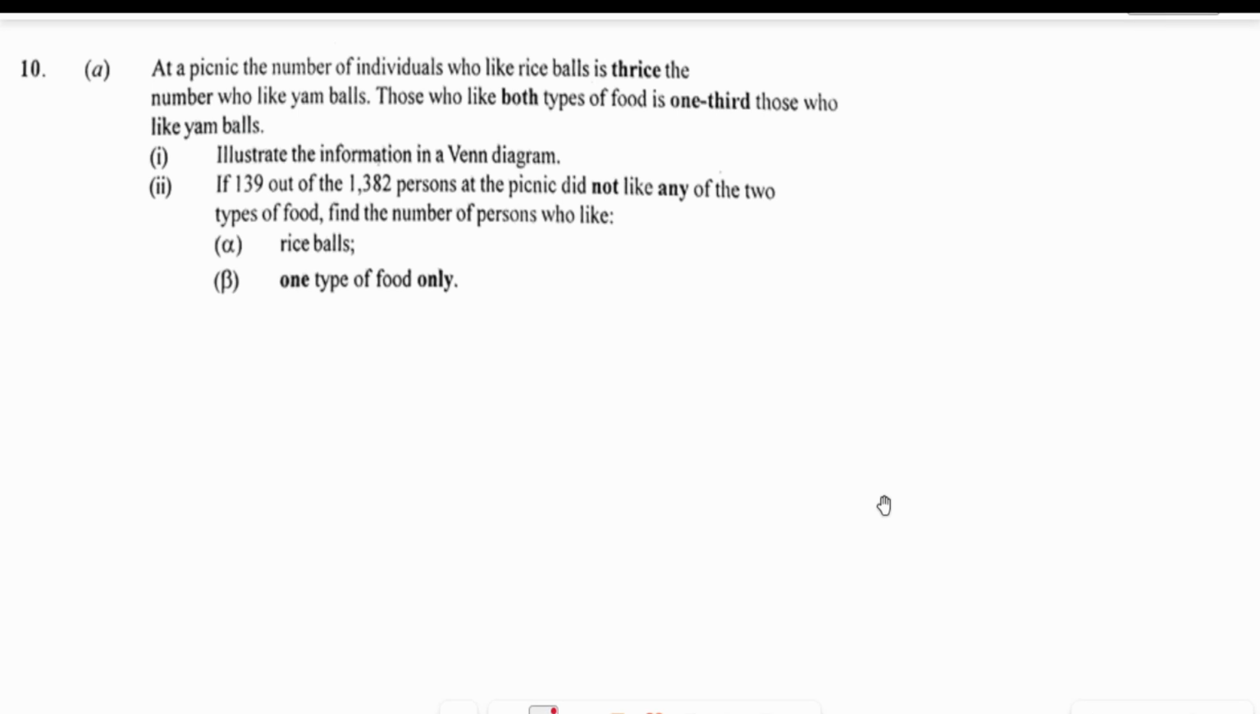And we start right with the (i), which is for us to illustrate the information in a Venn diagram. As usual, we'll start by identifying the key facts from the problem, and this will help us to solve the problem. So it says at a picnic, the number of individuals who like rice balls are thrice the number who like yam balls. But we don't know the number that like yam balls. So let that be X, which simply means we are just using a letter to represent a number that we don't know, so that wherever we put that number, we can put X there to represent it. So let me write that quickly.